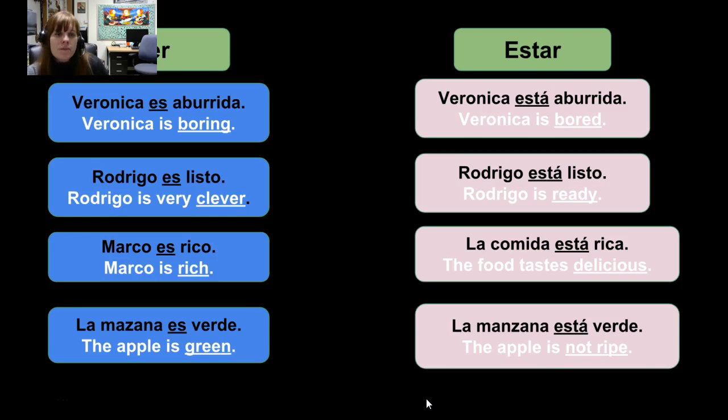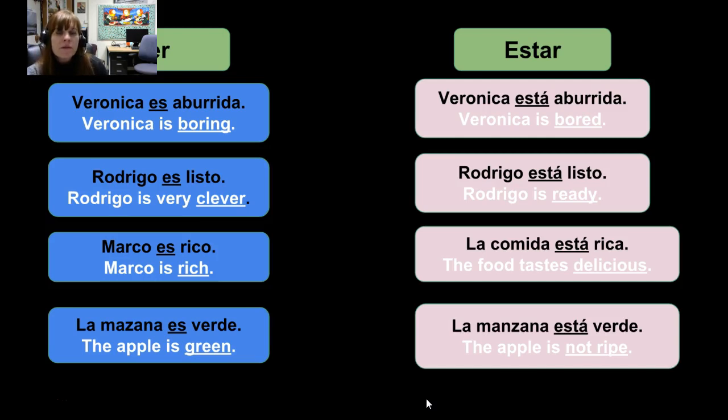Rodrigo es listo. Rodrigo is clever. When I use listo with estar, Rodrigo está listo, it changes to ready. Rodrigo is ready. So you'll hear this a lot with Spanish speakers when they're ready to go. They'll say listo. Vámonos, listo? Are you ready? Let's go.